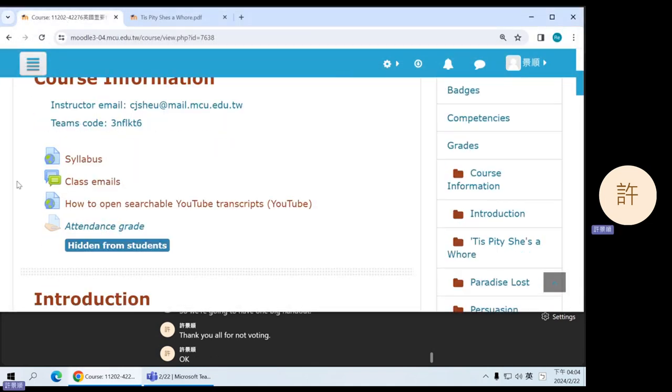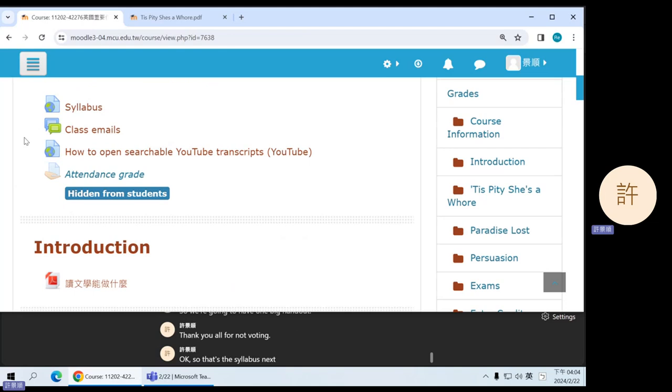Okay, so that's the syllabus. Next, class emails. If I need to tell you something and it cannot wait for the next class, I will write a class email. If you have set a personal email account on the student information system, it will go to your personal email account. If you did not set a personal email account, it will go to your school email account.